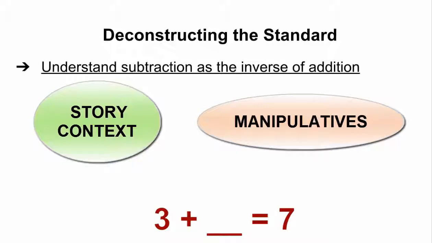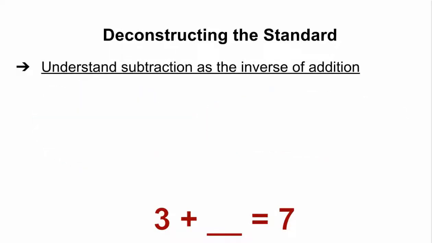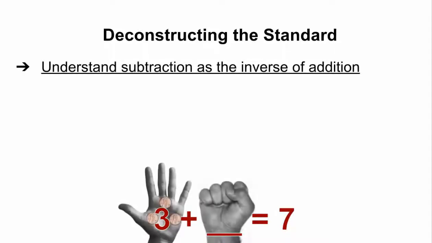Remember the concrete, pictorial, abstract sequence. Use a simple story problem, or snap cubes, or pennies to model this equation. For example, I have 7 pennies in my hands. I have 3 in my left hand. How many are in my right hand? Then be sure to discuss how addition and subtraction can be used to represent the solution.